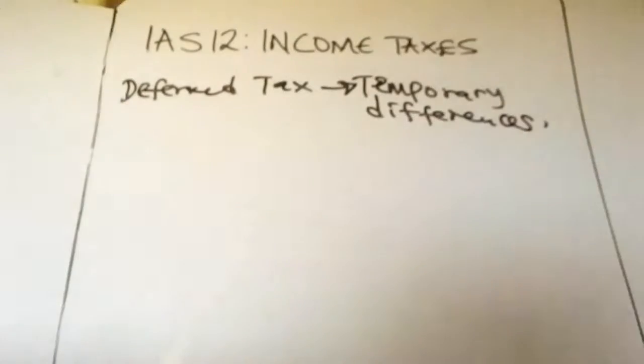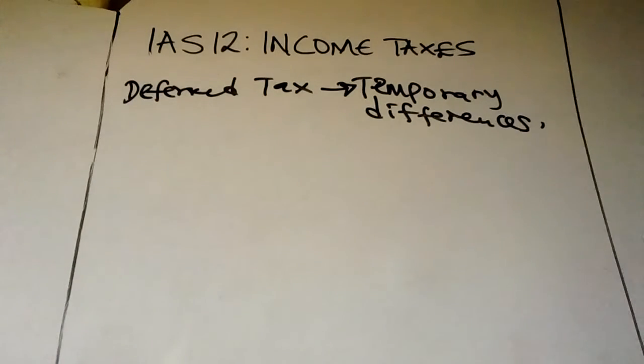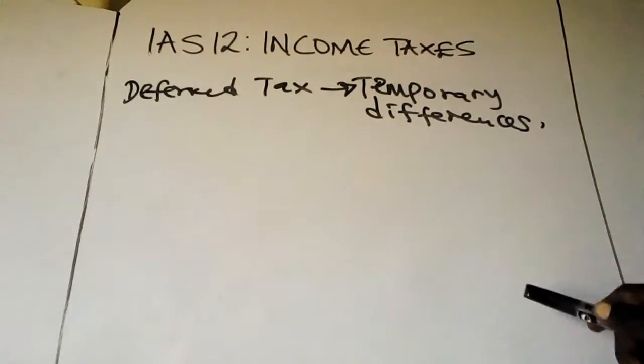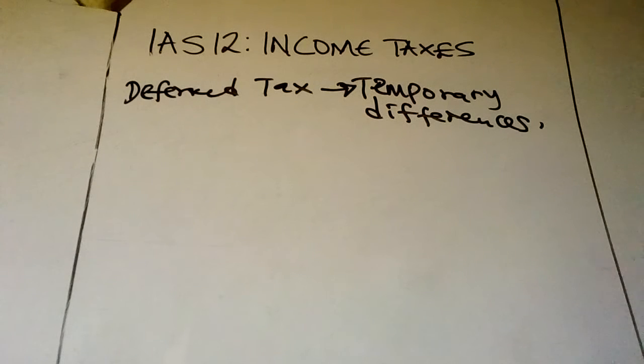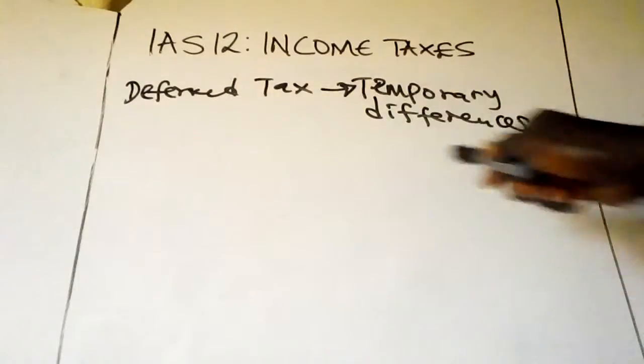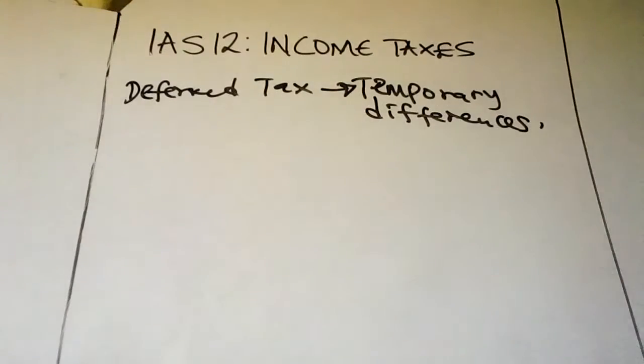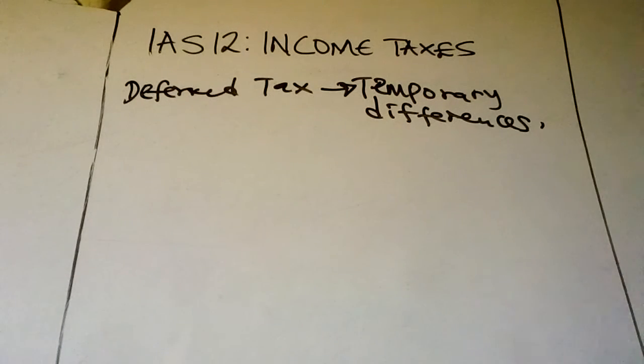I've told you that temporary differences arise where an expense is allowable in the computation of taxable profit and for accounting purposes, but in different periods. An expense is allowable as a deduction in the statement of profit or loss and for the computation of taxable profit, but the period in which they are allowable or used differs. So that is temporary difference.